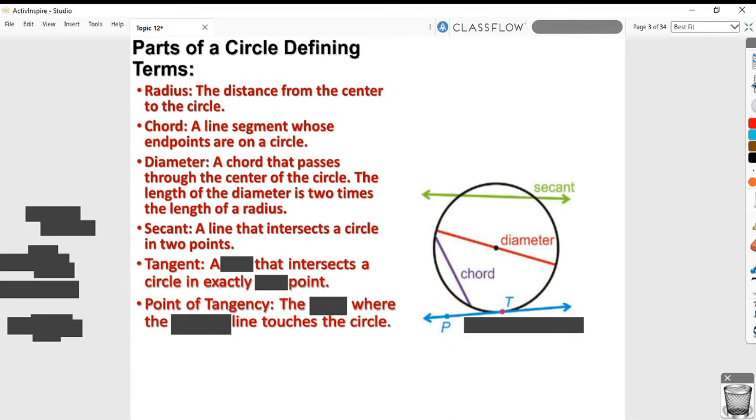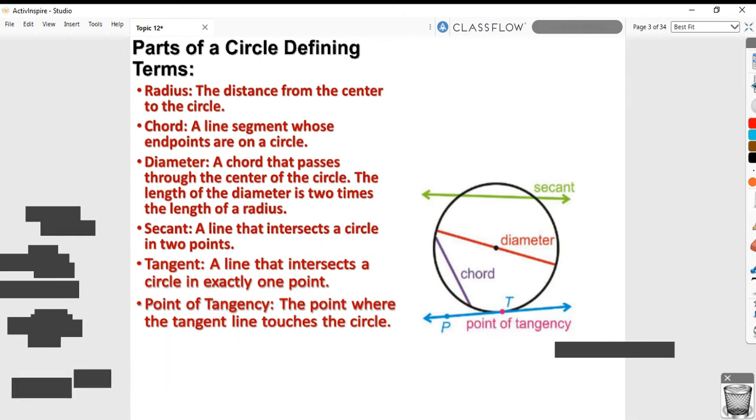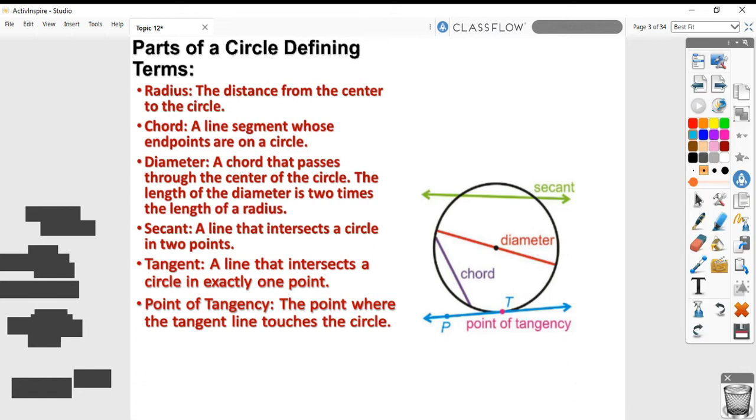Next, a tangent line. That is a line that intersects a circle at exactly 1 point. When we look down here, this blue line going across the bottom is a tangent line. And this point where it crosses is called the point of tangency. It is the point where the tangent line touches the circle. So that pink little point right there is the point of tangency, which makes this blue line the tangent line.